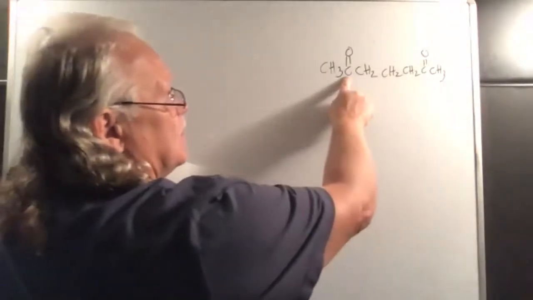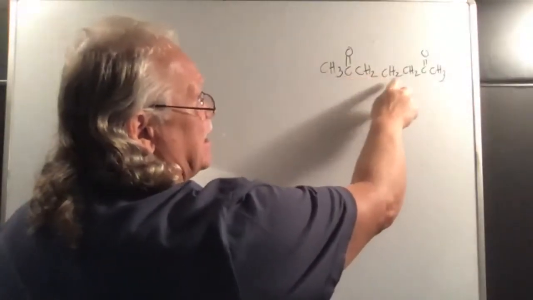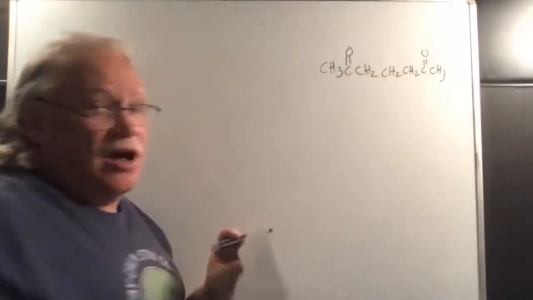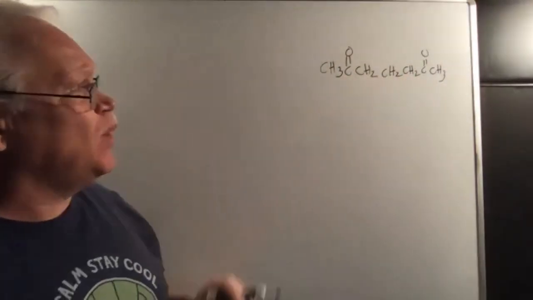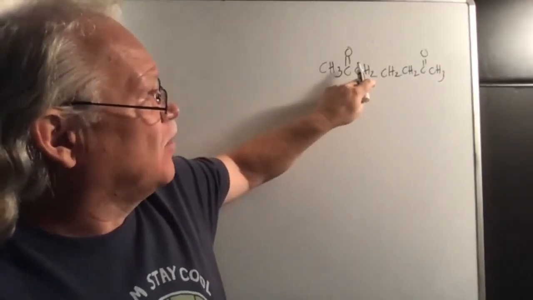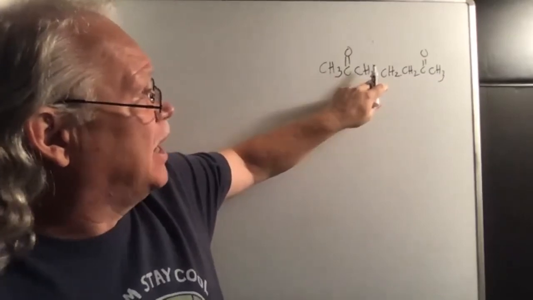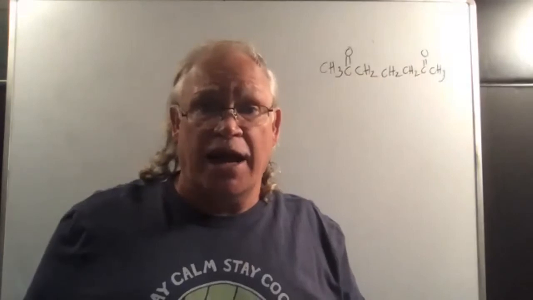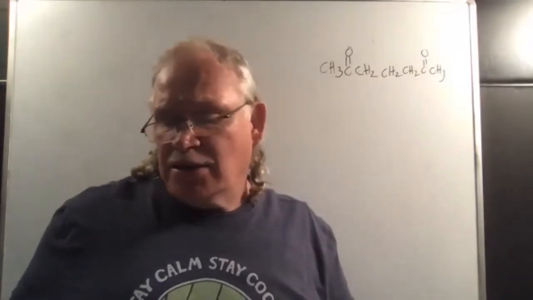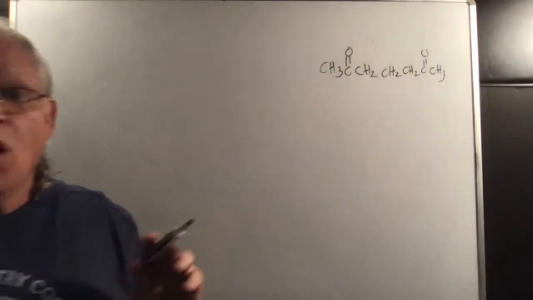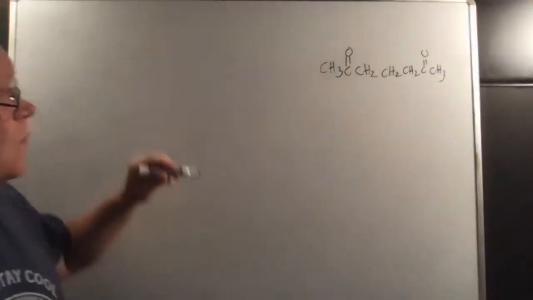Now, if we look at this class of compounds, this is an alpha, beta, gamma, delta diketone. Now, why would we want to make this? Because then we could use it in a reaction where we deprotonated it and formed our ring in condensation reactions. So how would we make such a compound using a Michael addition reaction? Watch what we're going to do.